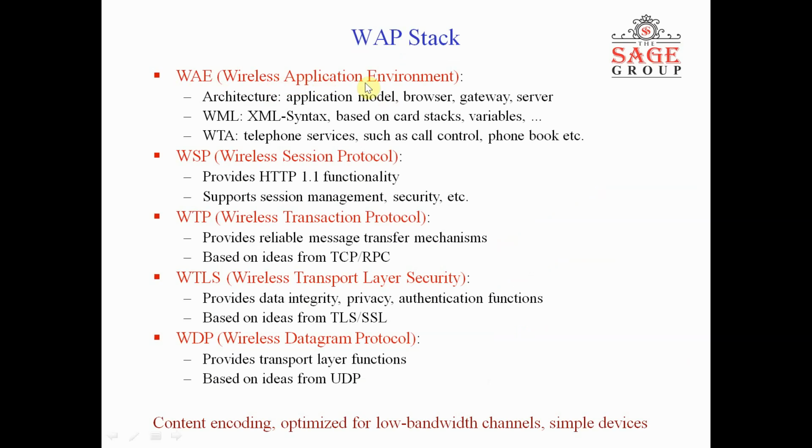This is the diagram in which we have seen the WAP stack. The wireless application environment architecture is an application model based architecture. It has browsers, gateway and server. WML and WTA are used for WAP. WML can be used with XML, and has card stacks and variables. There are different applications for that. And WTA provides telephone services such as call control, phone books, etc.